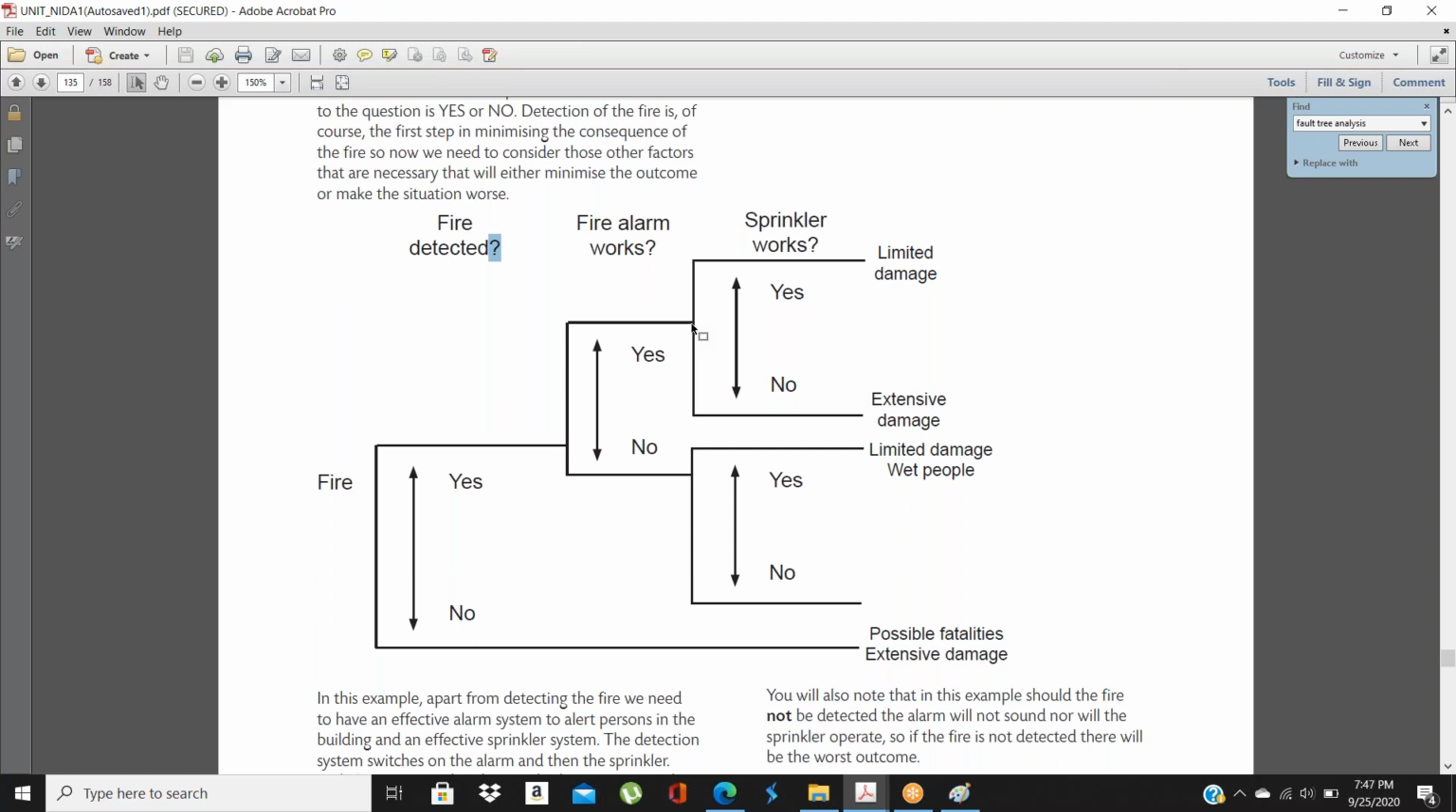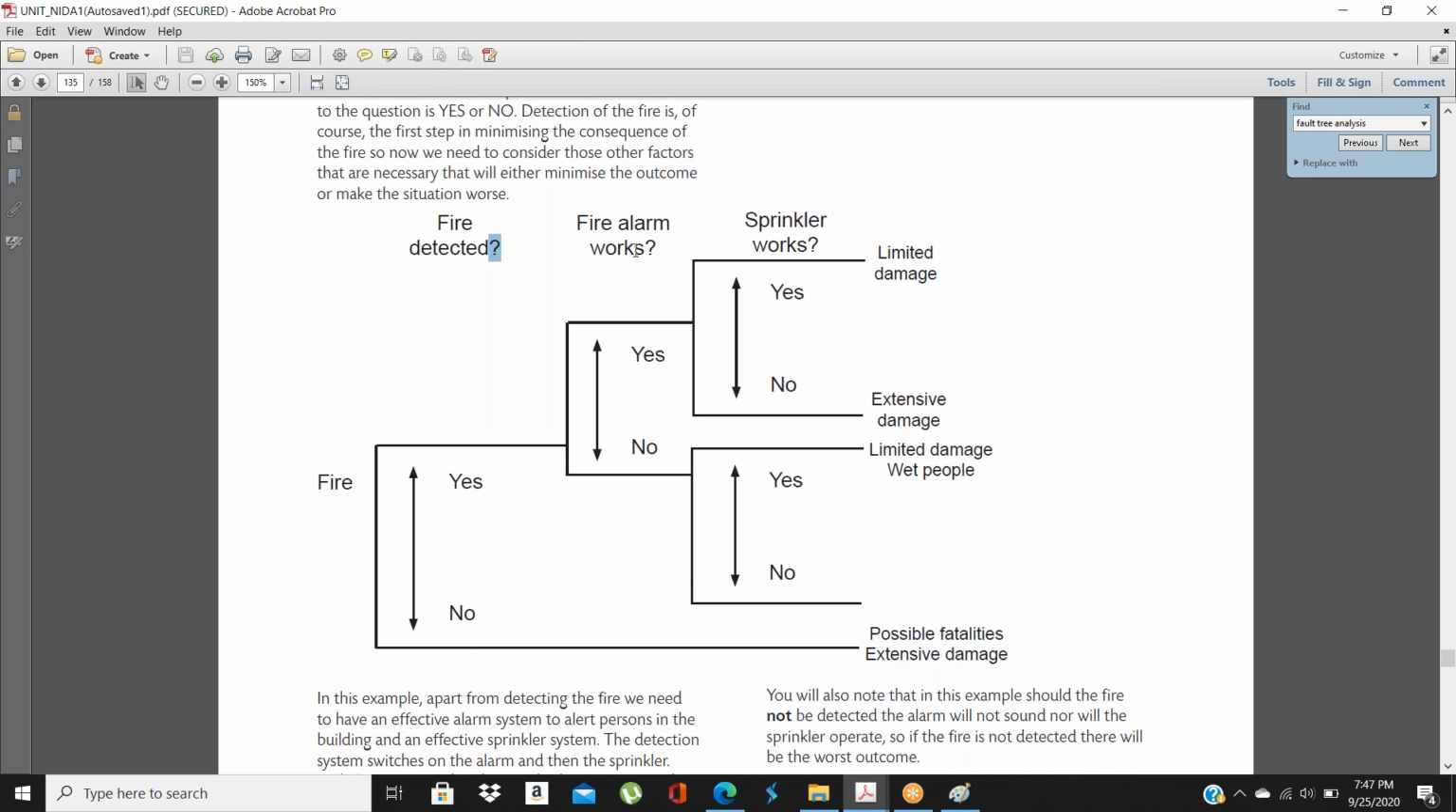Let's suppose the fire is detected and the fire alarm works, but the sprinkler did not work. It means there will be extensive damages, because your suppression system did not work. Only the alarm worked, people just evacuated from the building, but the sprinkler did not work. So we will go for the consequences. What are the extensive damages?